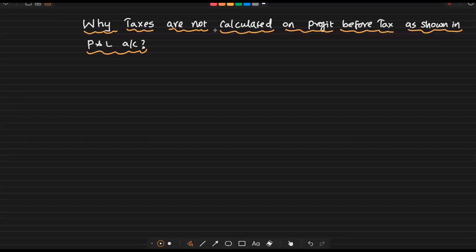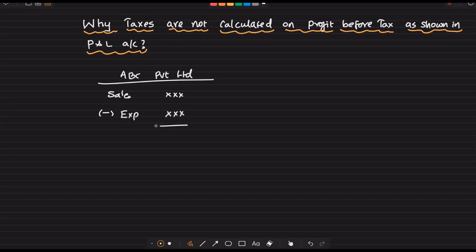I got this question: why taxes are not calculated on profit before tax as shown in P&L? Okay, let's take the case of a business entity. Let's say this is ABC Private Limited. ABC Private Limited has reported its sales, then it has deducted all its expenses, and it arrived at profit before tax. And on this, taxes are calculated, then comes profit after tax. Okay, so this is the normal process.